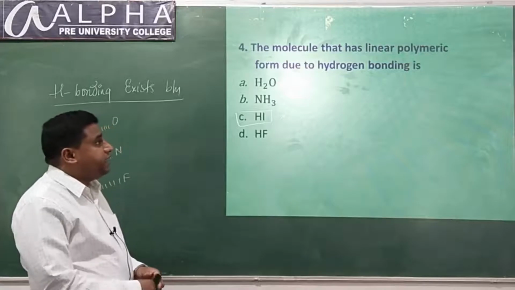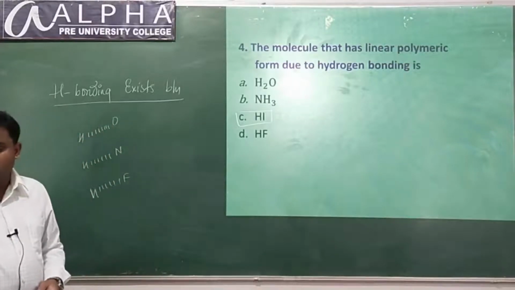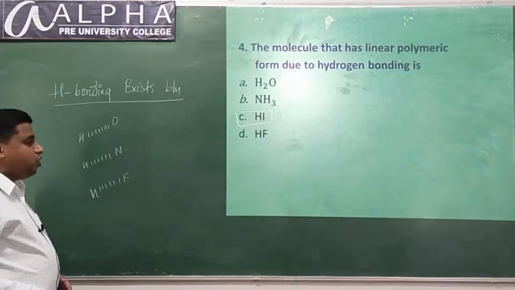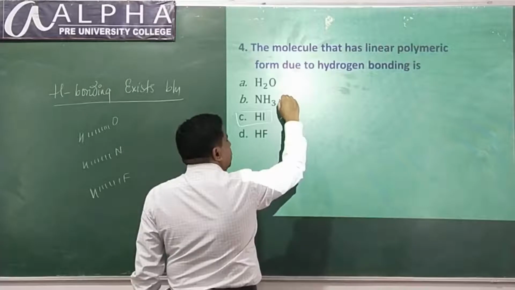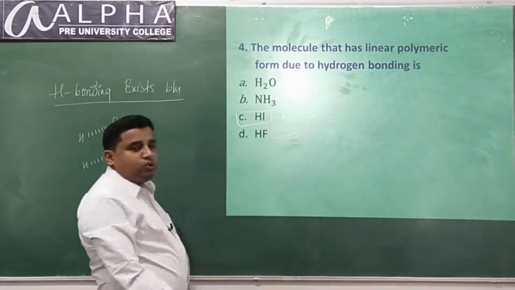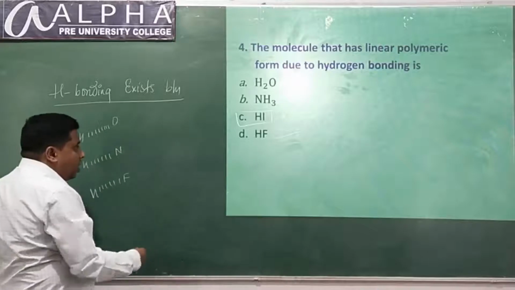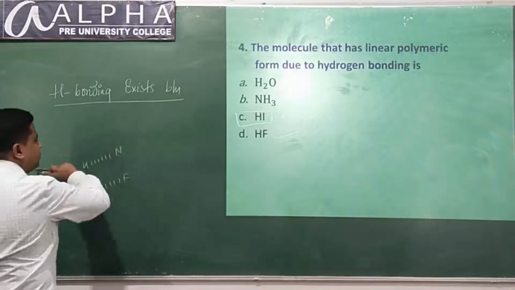But the question says the molecule that has linear polymeric form. See, there is hydrogen bonding in the water molecule, in ammonia, and in hydrogen fluoride also. Look at here how water molecules are associated by hydrogen bonding. How is hydrogen bonding in water molecules? Observe.